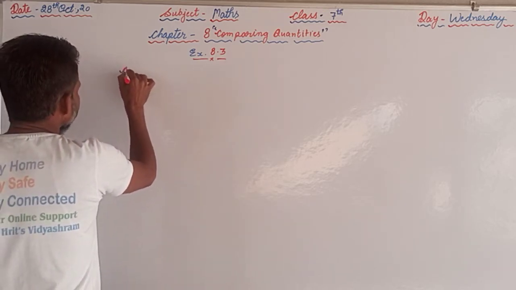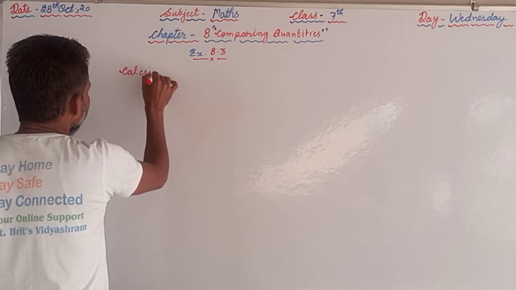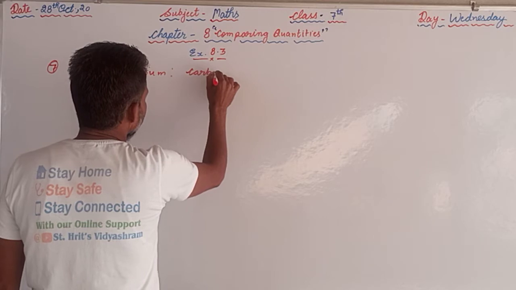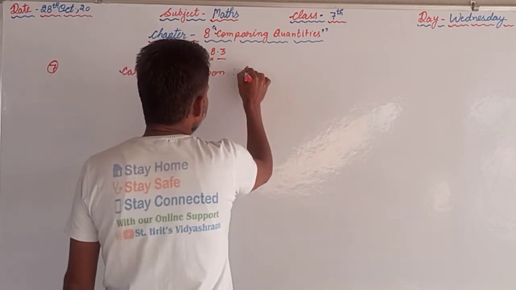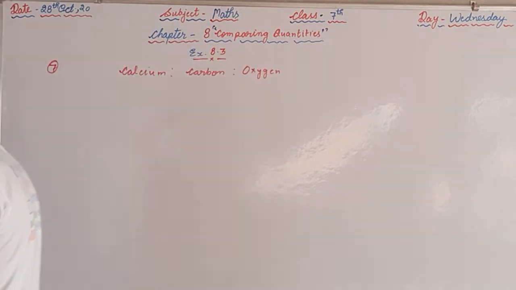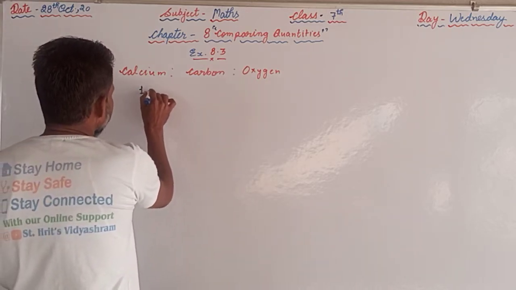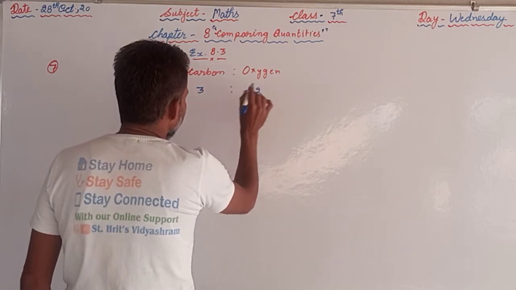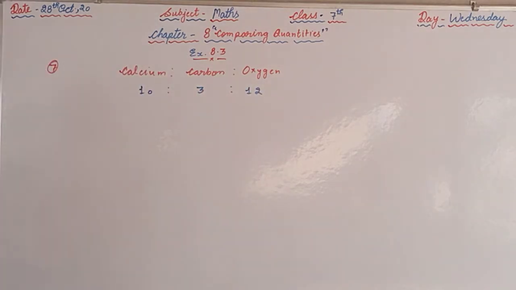Calcium ratio, carbon ratio, oxygen, and the ratio is given, that is 10, 3 and 12. 10 is to 3 is to 12, that ratio is given. Find the percentage of carbon in the chalk.